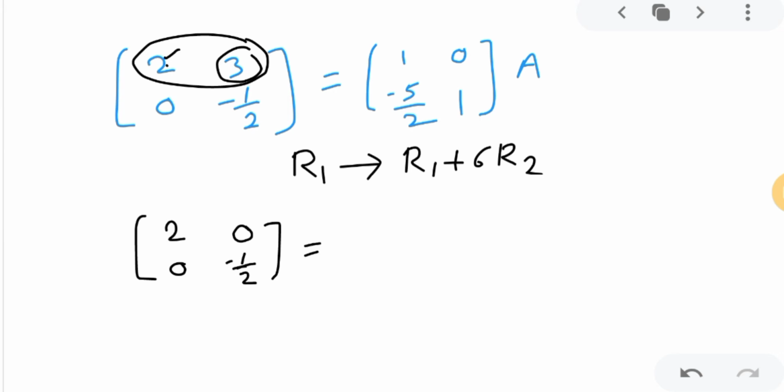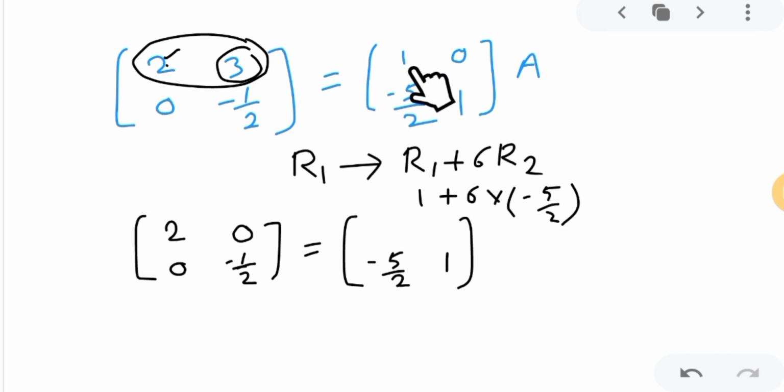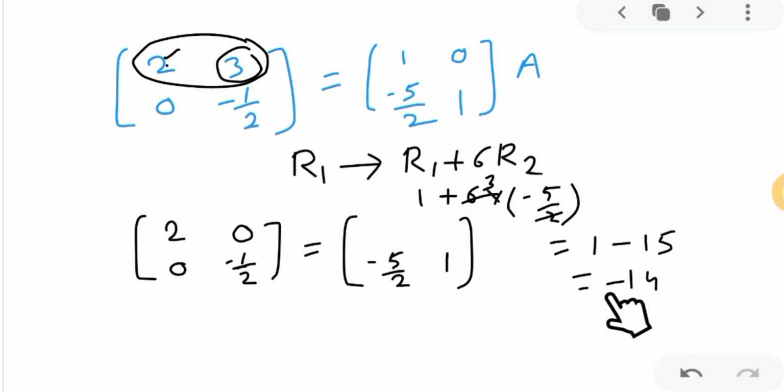Now the same thing will happen to the right side. R2 there is no change, R2 will be R2 only. But R1 will change. The first R1 element is 1, so 1 will change as R1 plus 6 into R2. R2 is minus 5 upon 2, because the corresponding element for this 1 is minus 5 upon 2. So if you do the calculation, 1 minus 3 into 5, 15, minus 14. These are all rough work you will do; I am doing it here only. So this will be minus 14.